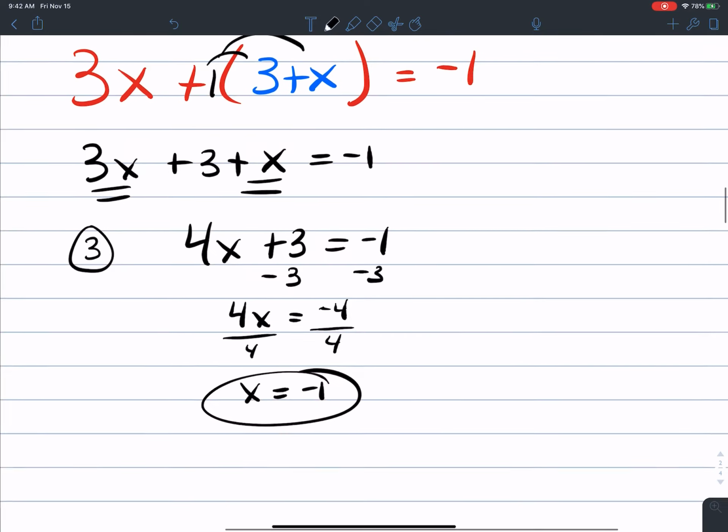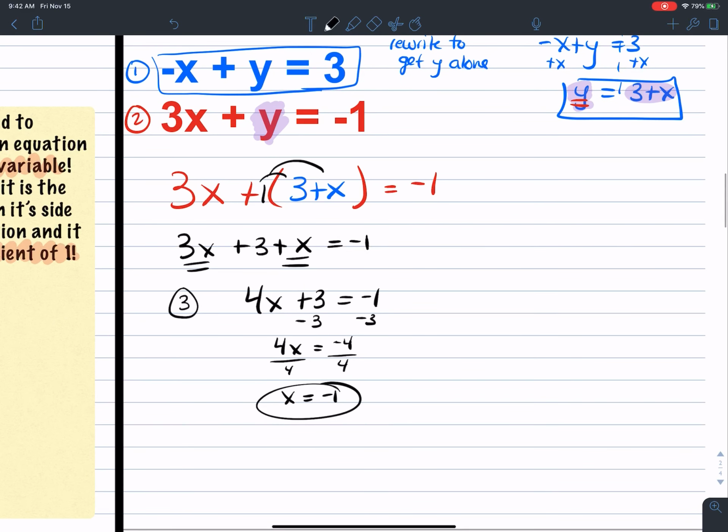So our last step, once I know what x is, I need to take that value and substitute it back into one of the originals. It doesn't matter which original I choose, I'm just choosing to plug it into the first one. So I'm recopying the first one.